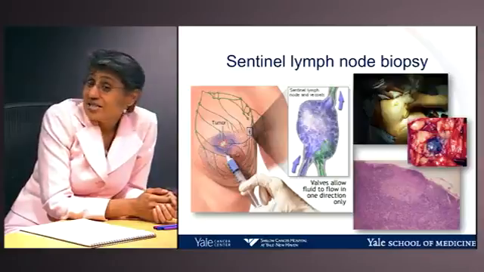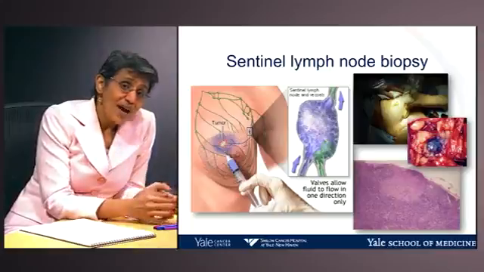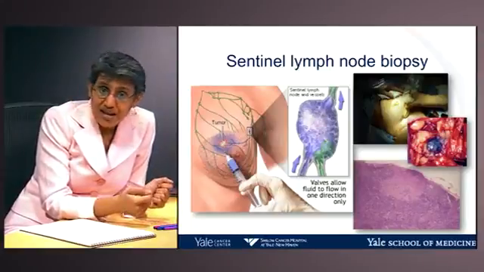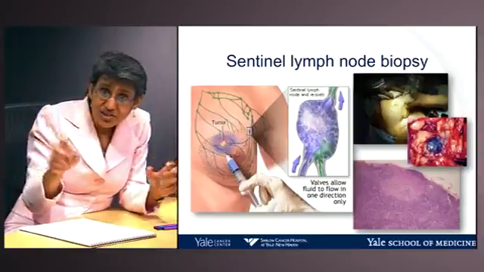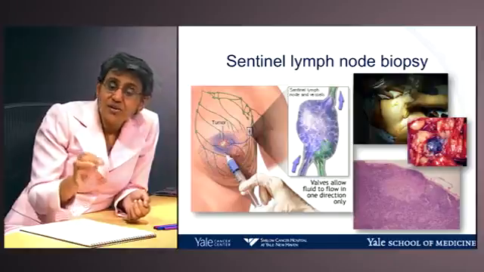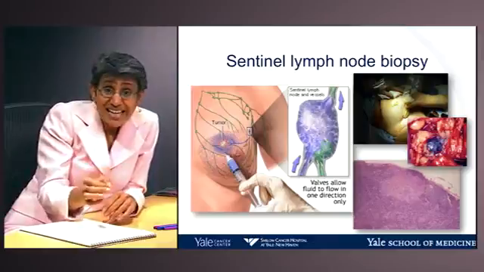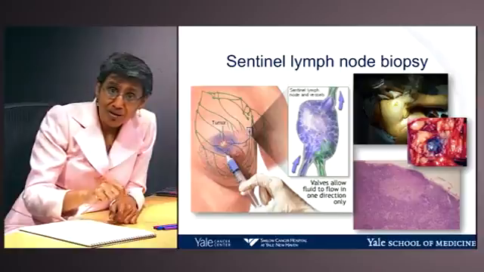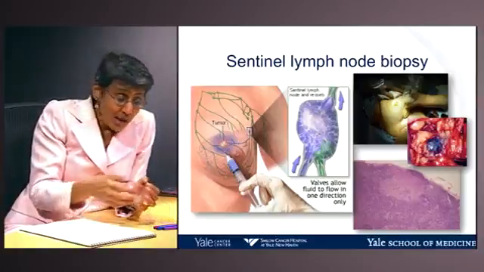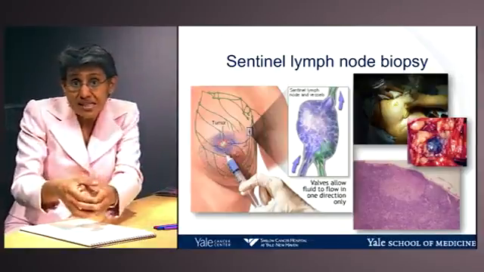Enter sentinel lymph node biopsy. This has now become standard of care. How does this work? Well, we inject a radioactive tracer or a blue dye into the breast, and that will travel to the first draining lymph nodes, or what we call the sentinel lymph nodes. Those are the lymph nodes that if cancer was going to go anywhere, it would go to those lymph nodes first. We can identify those lymph nodes right in the operating room, either using a handheld gamma probe or looking for the blue dye. And when we find that blue node, that's radioactive, we can take that out and send it to our pathologist.